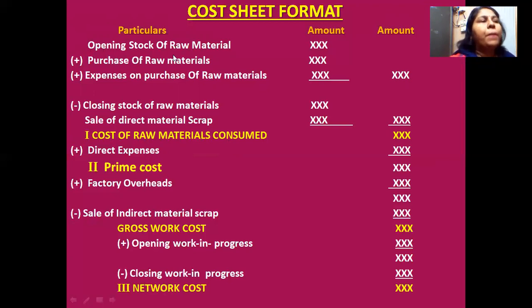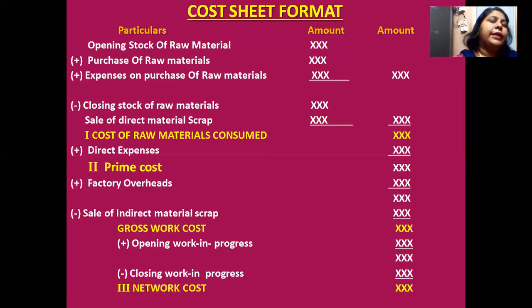Look at that format. Opening stock of raw materials, I should consider first. Along with that, I should add purchase of raw materials plus expenses on purchase of raw materials. So what is this expense on purchase of materials? When I'm purchasing the raw materials, I could have incurred certain expenses like cartage inwards. Please make a note: cartage inwards, freight charges, and in case the raw material is not available in our country and I need to import from a foreign country, I need to pay the import duty, excise duty, customs duty. Those are the examples I can explain for expenses on purchase of raw materials.